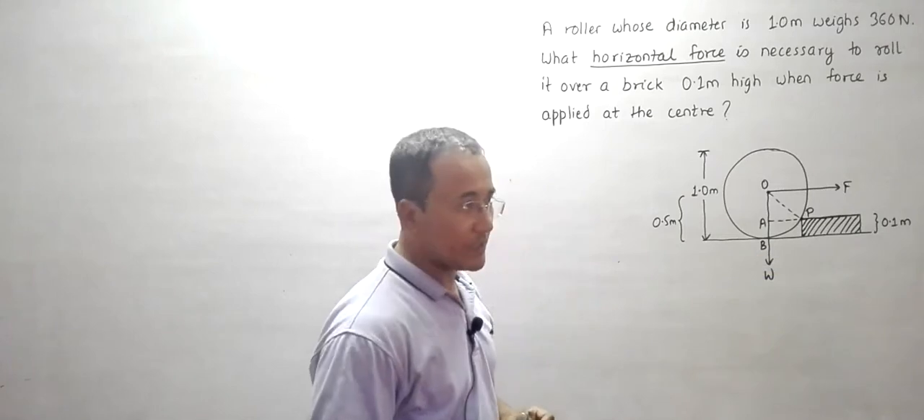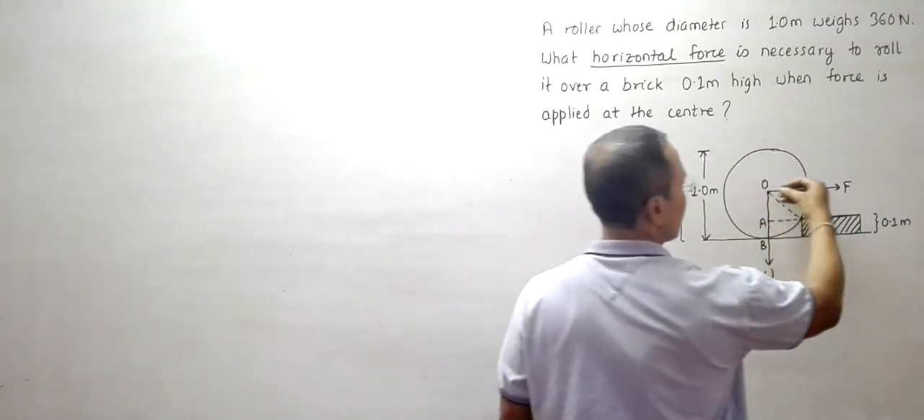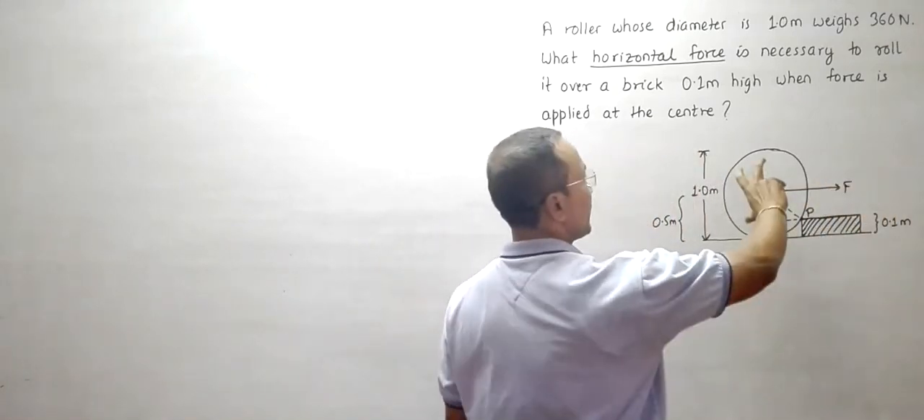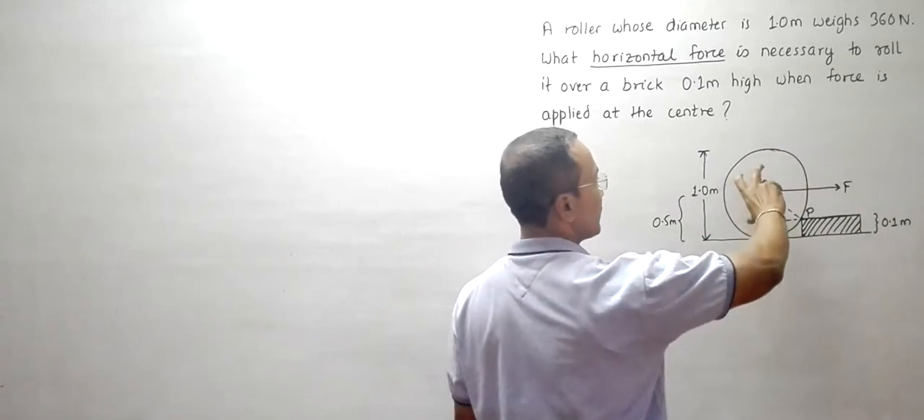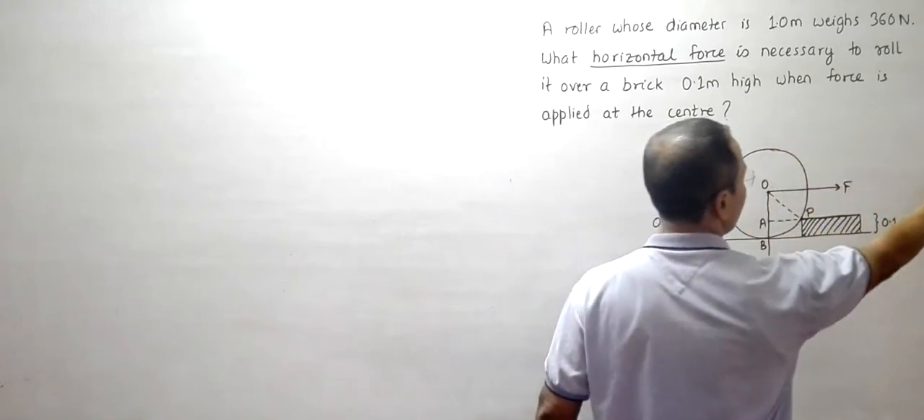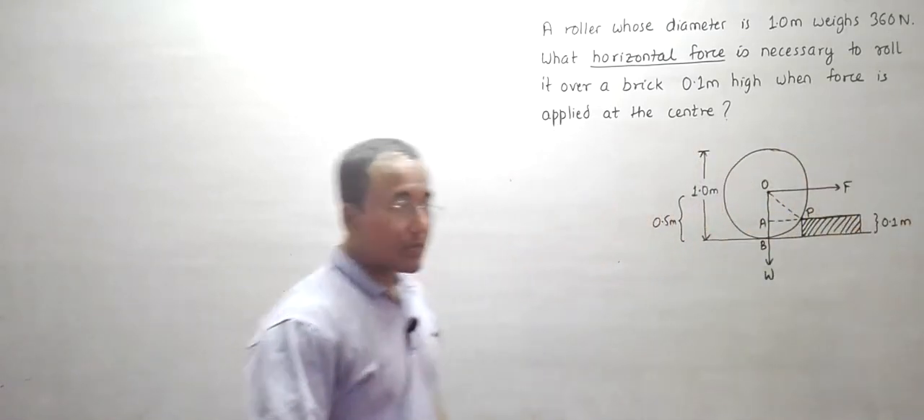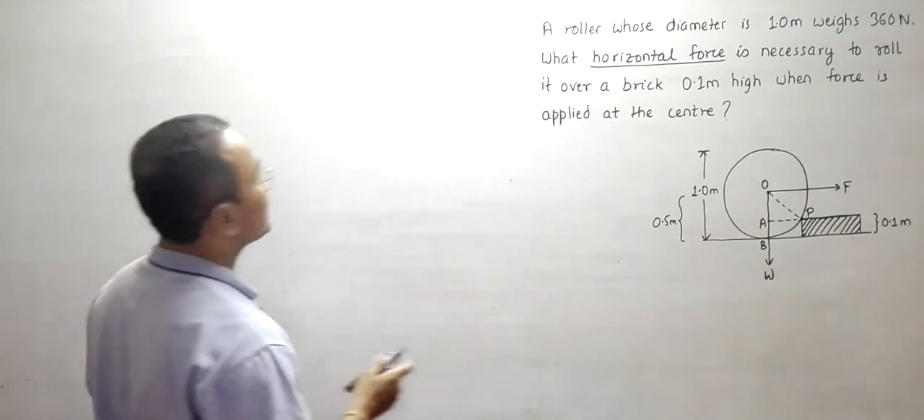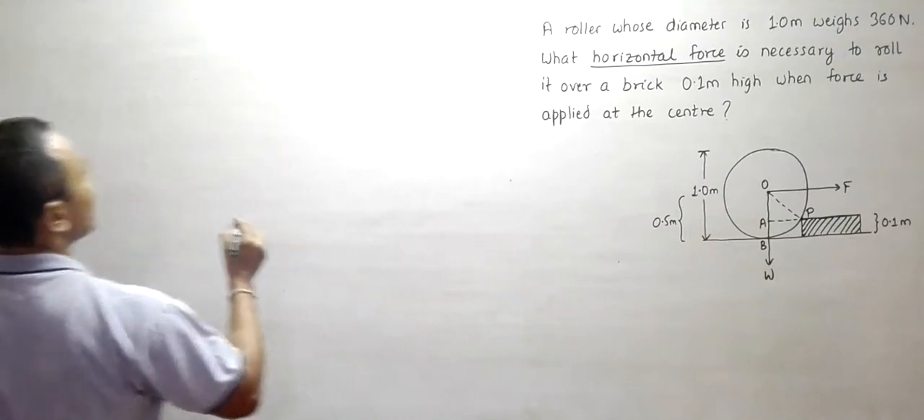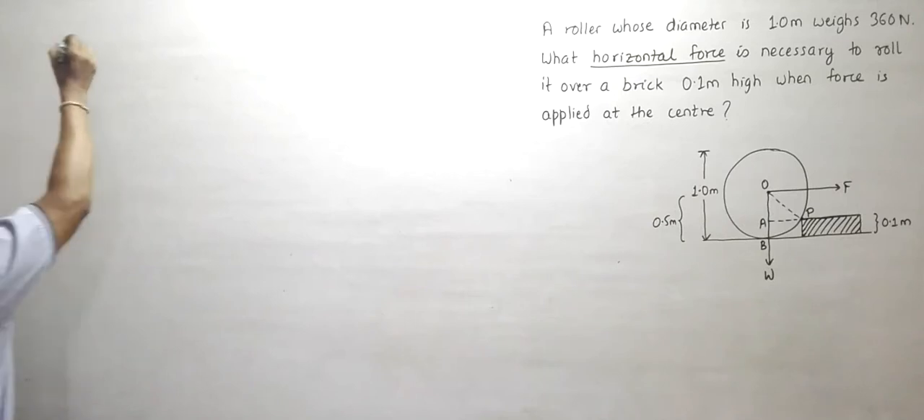So what we have to do here is apply force like this, and roll it over. So we have to roll it over by applying this sort of force. So let us write the given quantities here. The given quantities will be somewhat like this. Let's write it here.